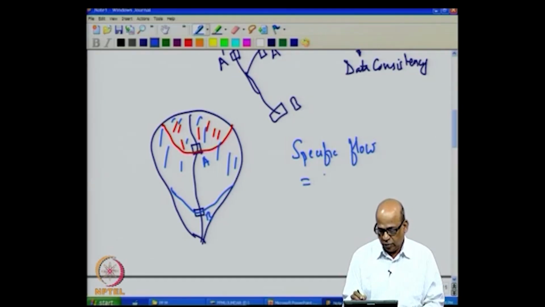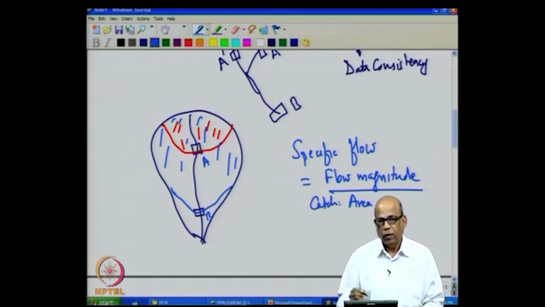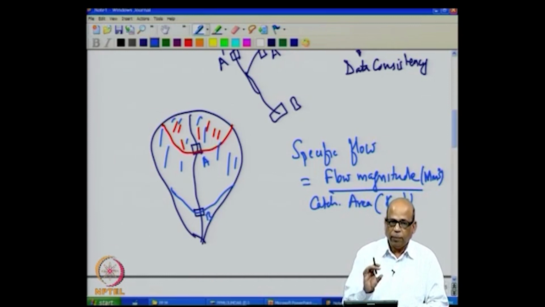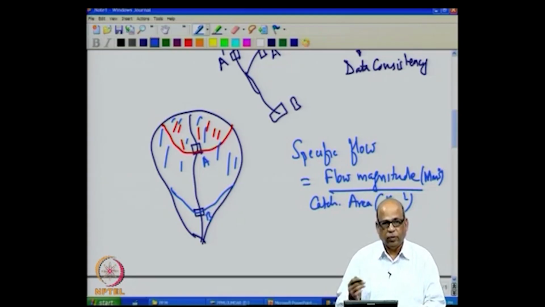So, we will say the flow magnitude divided by the area, that is catchment area. Let us say this is in million cubic meters and this is in square kilometers. So, typically the specific flow that we will calculate will be in million cubic meters per square kilometer. If you convert the units, we may get the depth of flow in, let us say, meters or some such depth units.